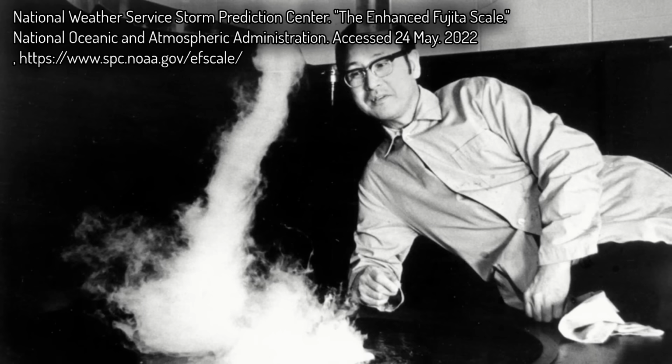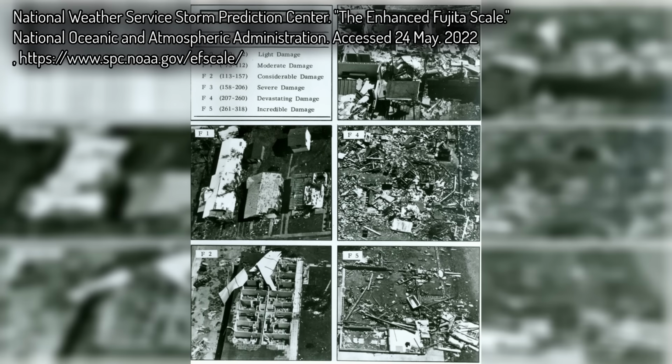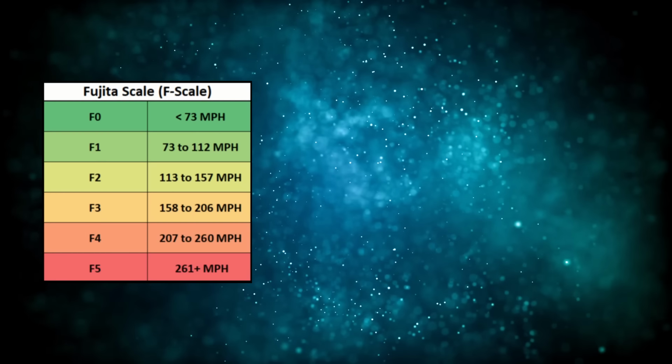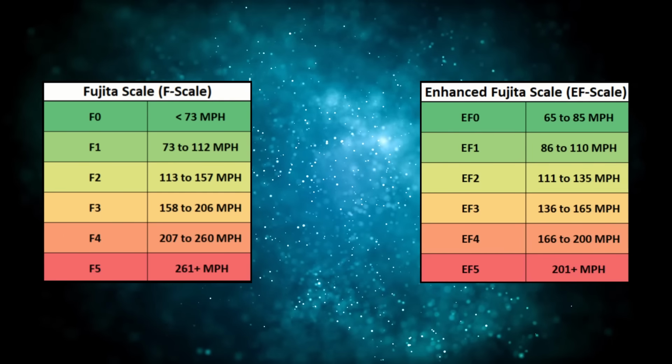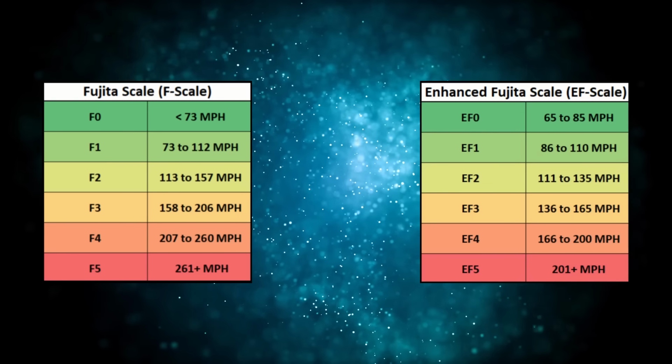The original Fujita Scale was designed by Dr. Ted Fujita over the course of many years to correlate the damage done by a tornado to an estimated intensity of the tornado after the fact. What this means is that the Fujita Scale, and therefore the Enhanced Fujita Scale, is a damage scale, not a wind scale. That'll be important for later.